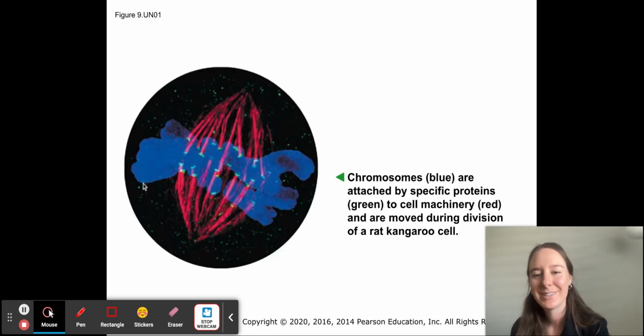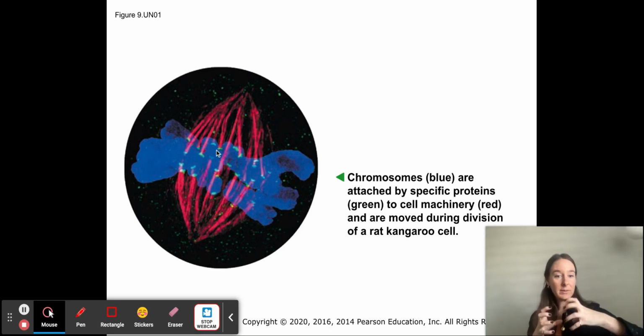Here is another picture just so you can see. This is a rat kangaroo cell. And notice here in the blue, we have these things called chromosomes. And the chromosomes are attaching to these red pieces and these green pieces here, the cellular machinery, these proteins here and these proteins here.